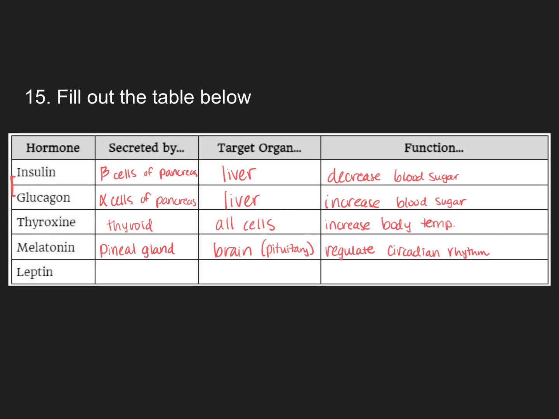Now, leptin, that's the last one, and this is another question later on the study guide. It's secreted by adipose tissue, which is fat. Those are fat cells. The target organ is the brain, and really it's the hypothalamus, if you want. As long as you know that it's the brain, that should be sufficient. And then the function is to regulate appetite. When we say regulate, we mean suppress. We'll talk more about leptin later on.